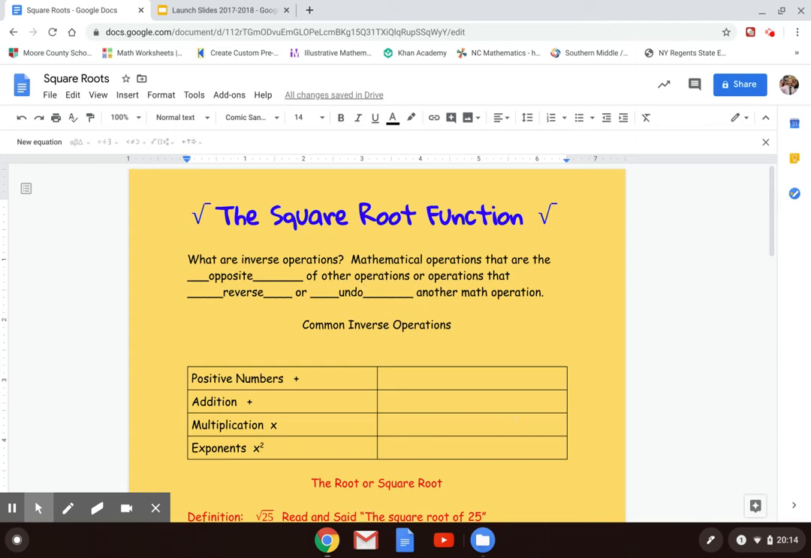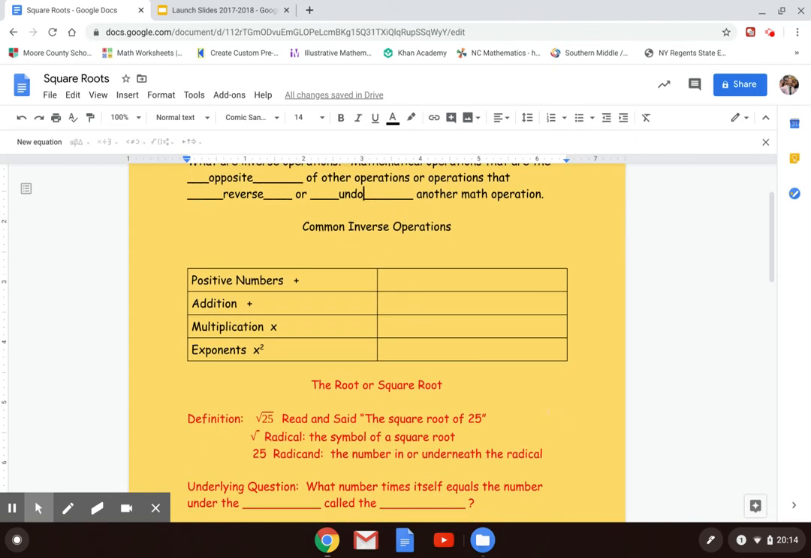So for example, as we look below at some of our common inverse operations, we have positive numbers. The opposite of positive numbers are negative numbers, represented by a minus symbol. The opposite, or the reverse, or the undoing of addition would be subtraction, and vice versa.